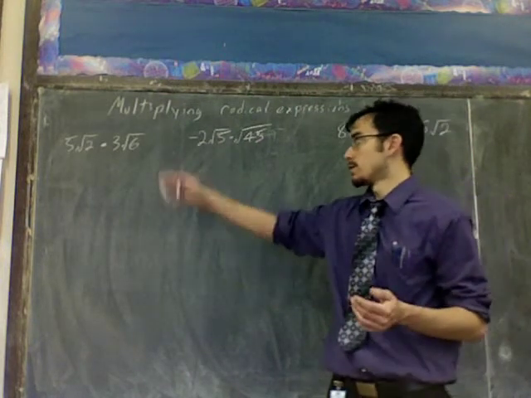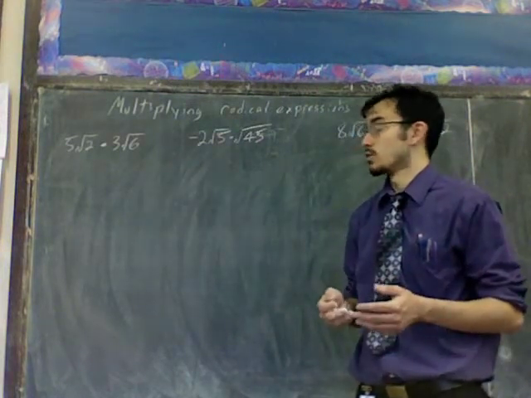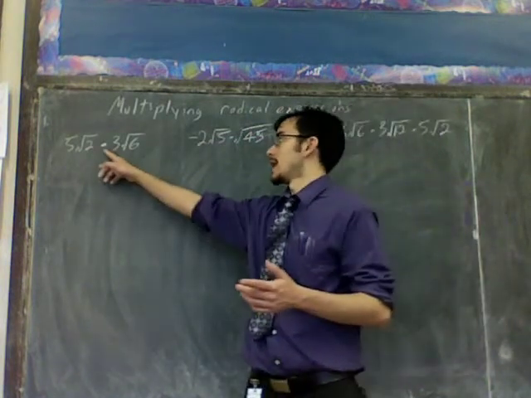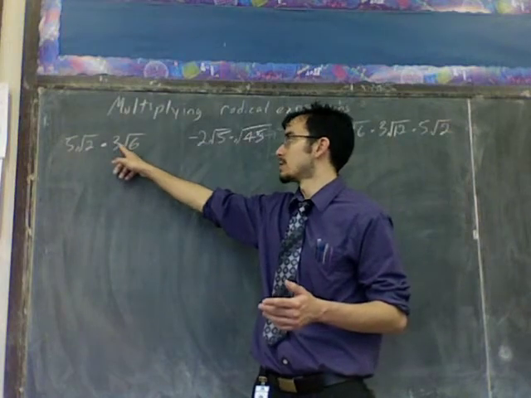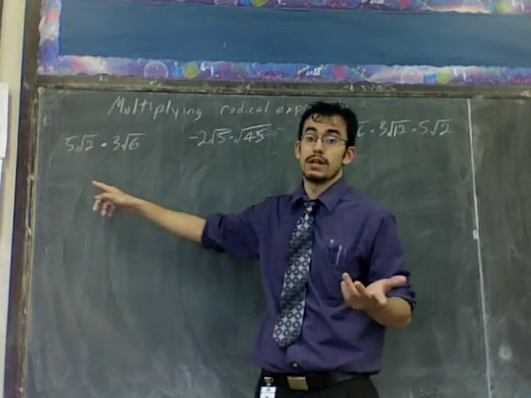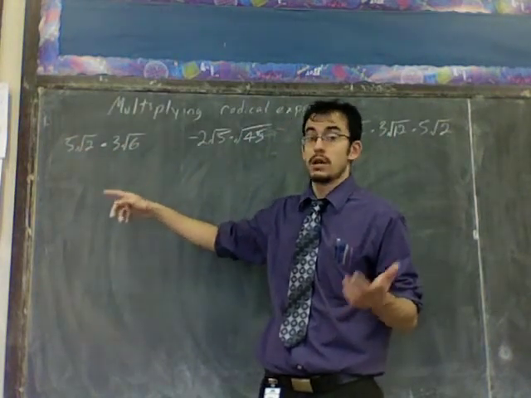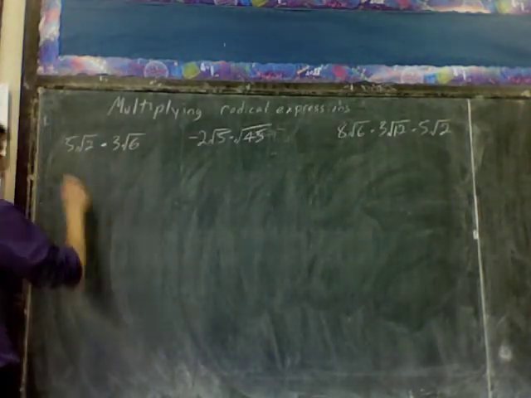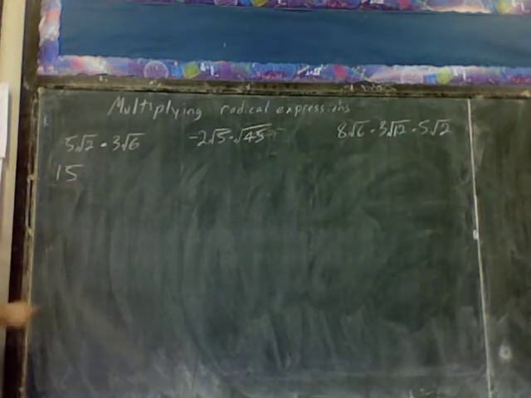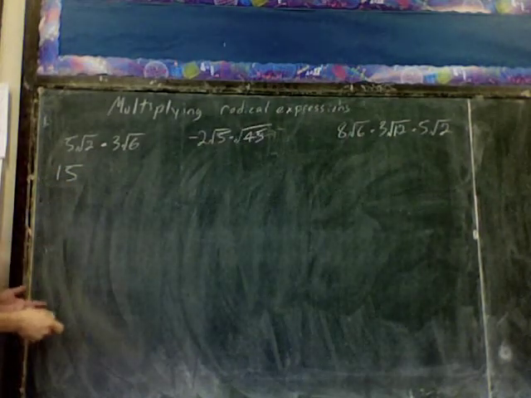So in our first example, we see 5 square root of 2, or 5 times the square root of 2, times 3 square root of 6, or 3 times the square root of 6. Even though there's no times symbol in between these, it's assumed that you know that it's there. So basically what I just said, multiply the numbers outside. 5 times 3, you're going to get 15. 2 times the square root of 6.